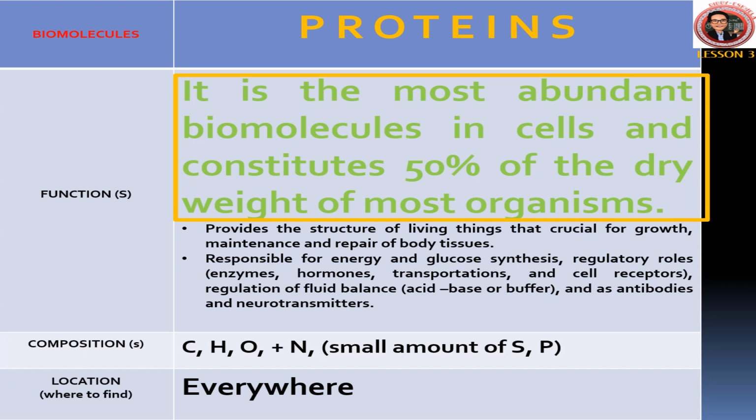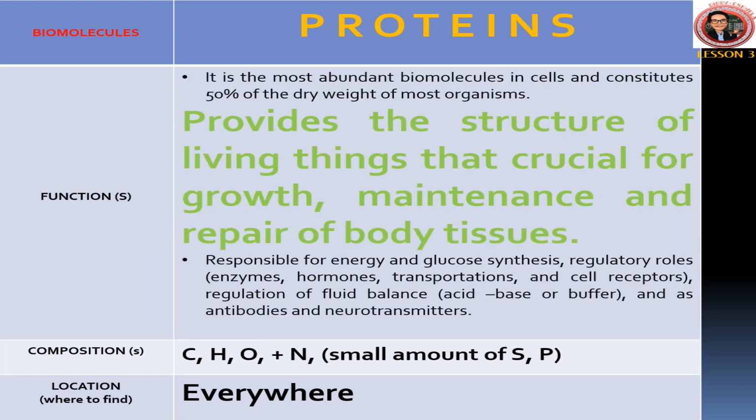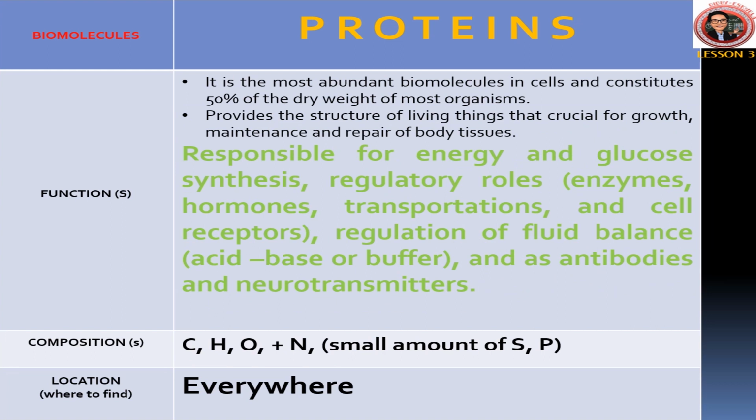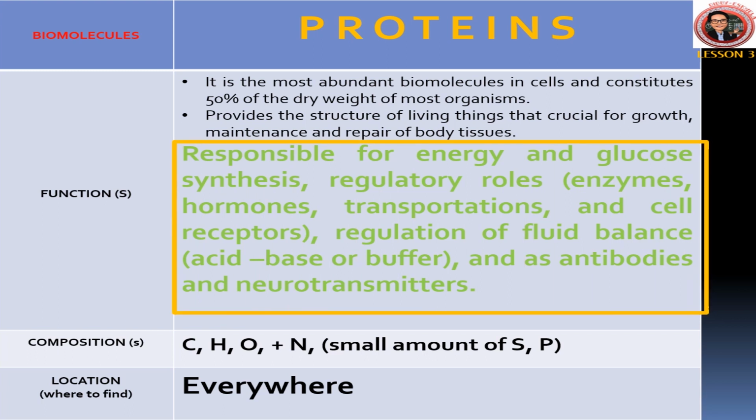First, it is considered as the most abundant biomolecules in cells and constitutes 50% of the dry weight of most organisms. Second, provides the different structure of living things that are crucial for growth, maintenance, and repair of body tissues. And last, these are responsible for energy and glucose synthesis. It is also acting as a regulatory roles for enzymes, hormones, transportations, and cell receptors, including regulation of fluid balance in an acid, base, or buffer reaction, and as antibodies and neurotransmitters.